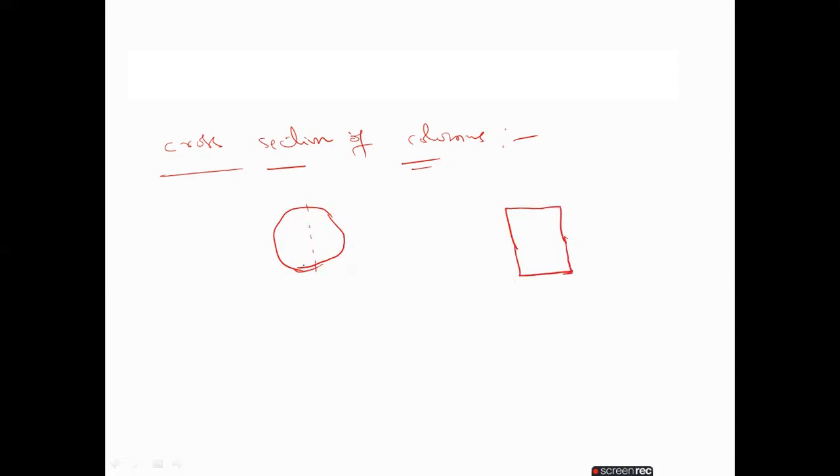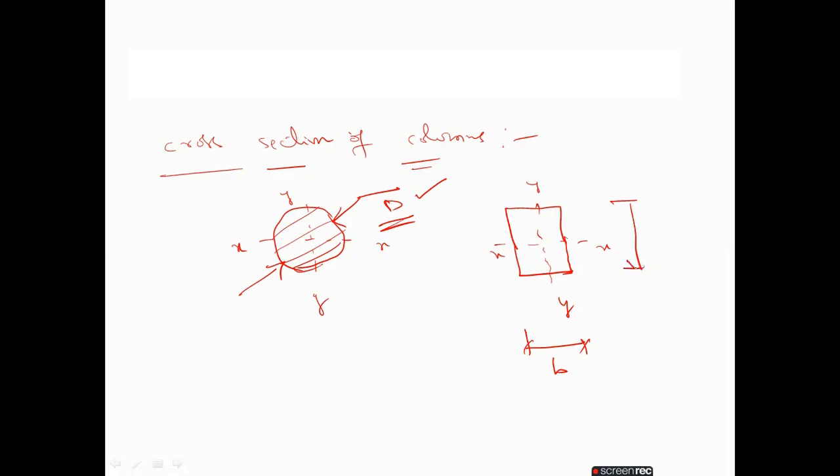Okay, it is like this. So XX, YY, same like this. Now if you observe here, this portion we denoted with the D. And here D is nothing but the diameter of the circular cross section. And this is the width B, and the capital D is the depth.